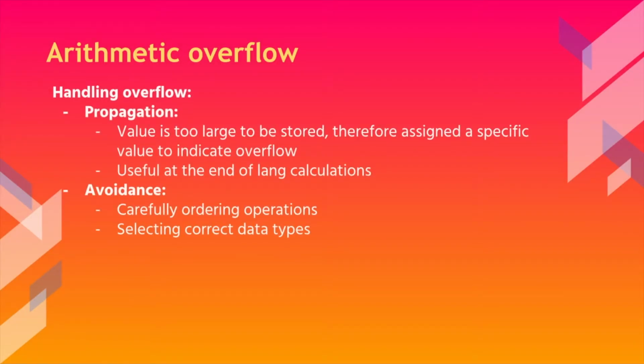There are several methods of handling overflow: avoidance and propagation. Avoidance is carefully ordering operations, checking the operands in advance and selecting the correct data type. Propagation is if a value is too large to be stored, it can be assigned a special value indicating the overflow has occurred, and then have all successive operations return this flag value.